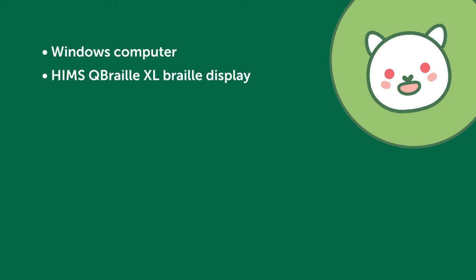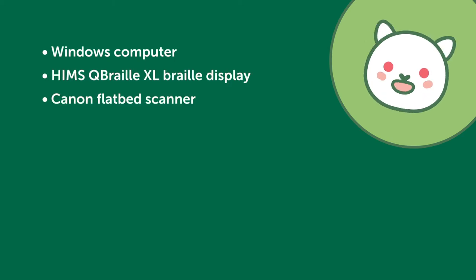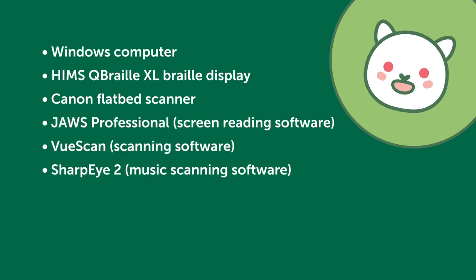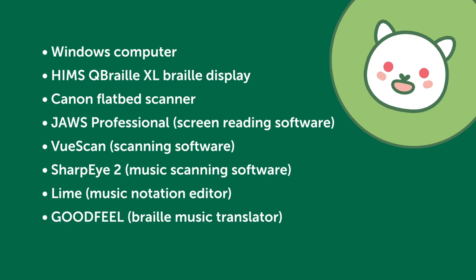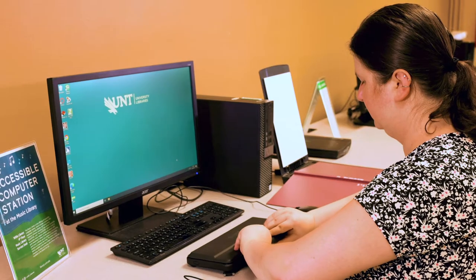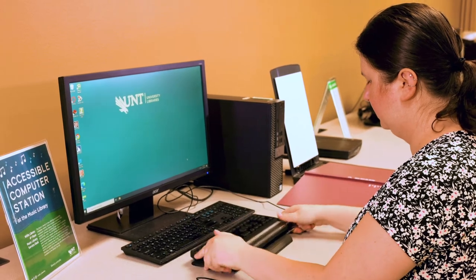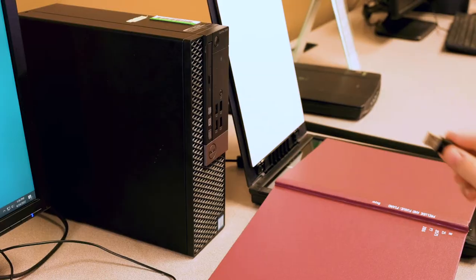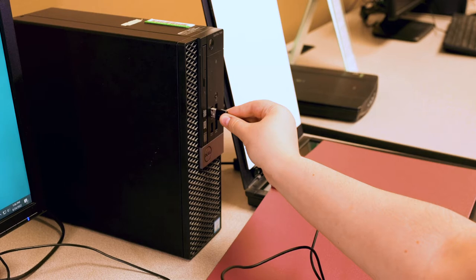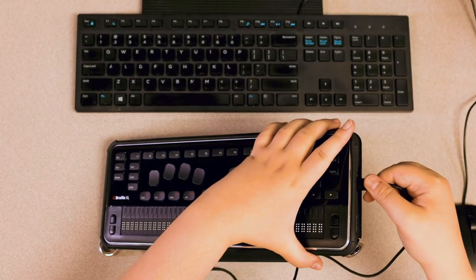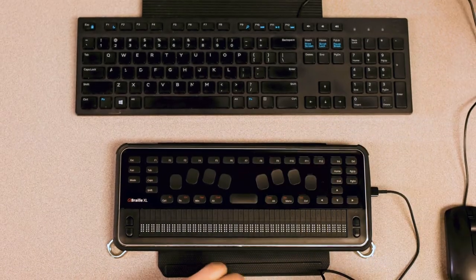Our setup includes a Windows computer, a HIMS QBraille XL braille display, a Canon flatbed scanner, JAWS Professional, ViewScan, SharpEye, Lime, and Goodfeel. Set up the braille display in front of the QWERTY keyboard and computer monitor at the accessibility station. Make sure to plug in the HIMS QBraille display to the computer using the USB-C cable. The cable connects on the right-hand side of the braille display.